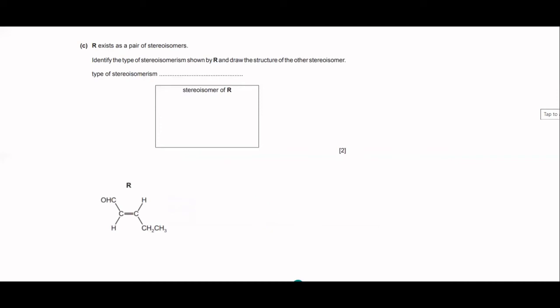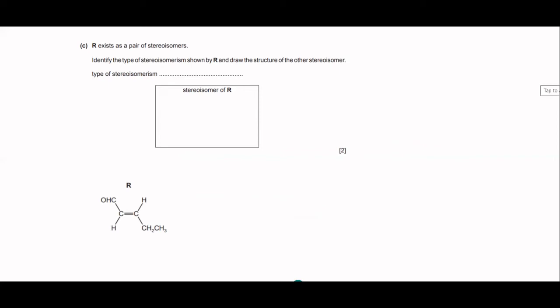C part. R exists as a pair of stereoisomers. Identify the type of stereoisomerism shown by R and draw the structure of the other stereoisomer.